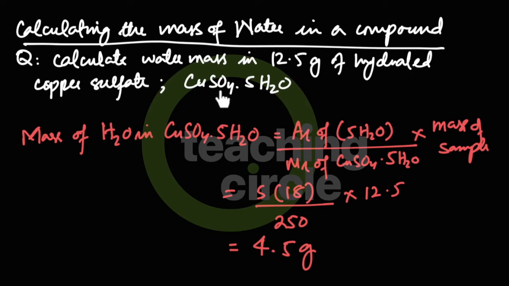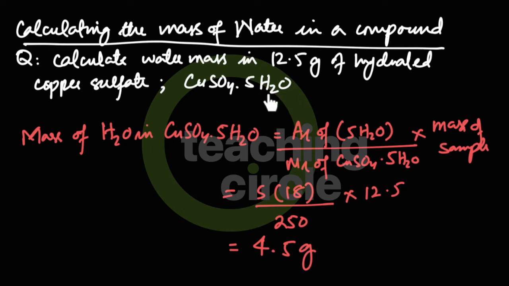So in this particular past paper question, they're asking you to calculate the water mass in 12.5 grams of hydrated copper sulfate, and this is the formula that is given. At this point, they will not really expect you to know the number of water molecules that are present in the hydrated copper sulfate. They would give you the formula, so you don't need to worry about that.